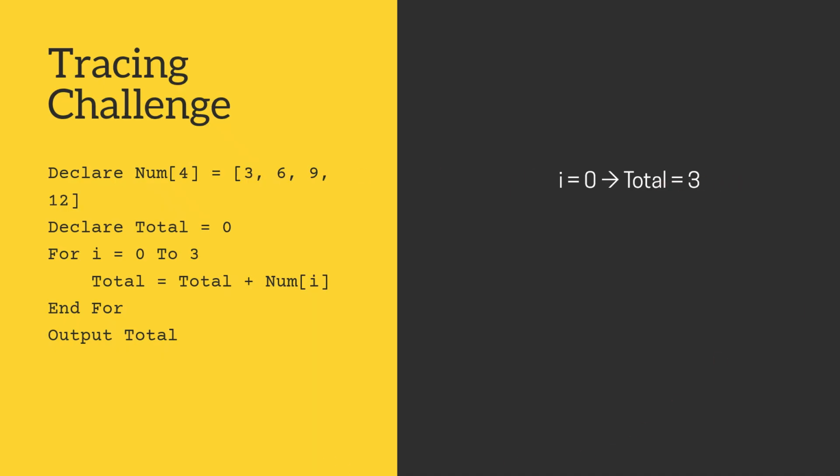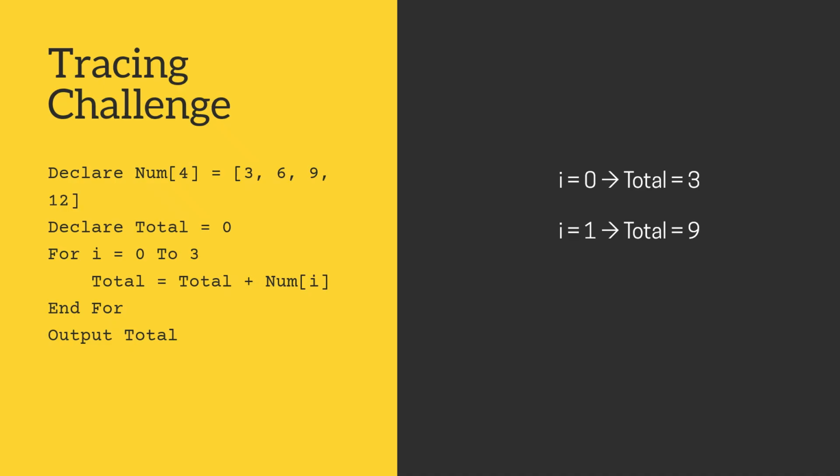Okay. So we do the loop again. What's the next one? If I is equal to what? 1, then what's our total going to be? Okay, it's going to be 9 because why? Because we're saying that I is equal to 1. This is the array position for 1, which is 6. So now we're adding 6 to the total. Remember the previous total was 3. So now if we add 6 to 3, we get 9.